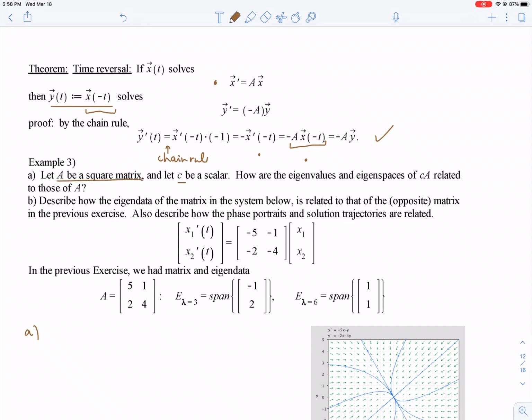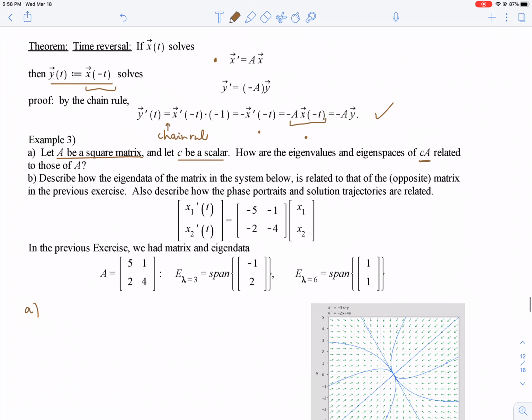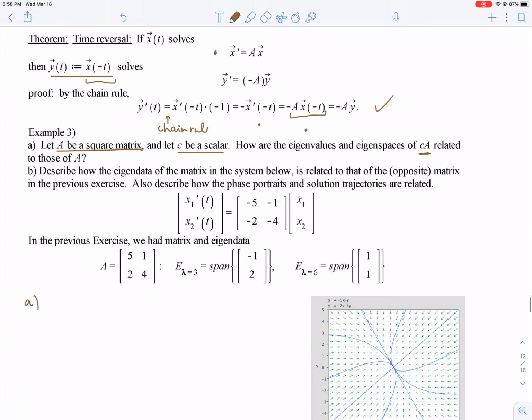Let C be a scalar. Then what's the eigendata for C times A compared to the eigendata for A? Well, suppose V is an eigenvector for A. So AV equals lambda V.